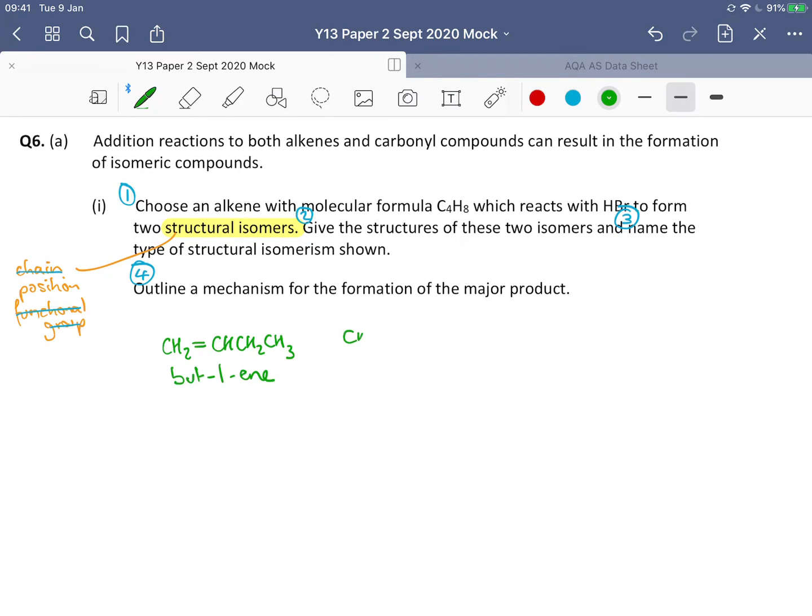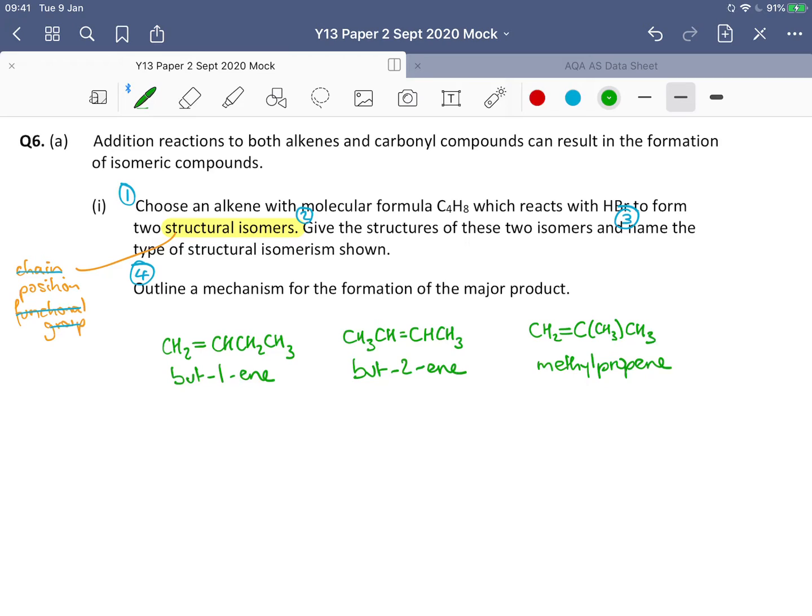We could have the double bond and one more carbon along. And we could have branching. We could have something like that. So that would be methylpropene.